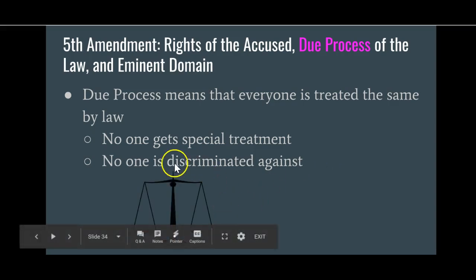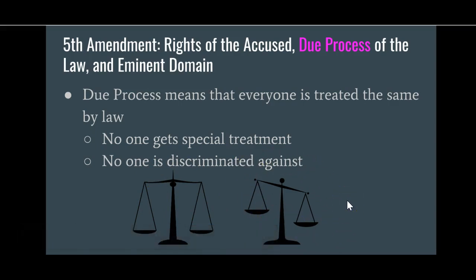Okay, so here are the scales of justice. So here's the idea. We want these scales of justice to be equal instead of having them be lopsided. So this represents everybody being treated the same, and this represents that there's some imbalance in the law or the way that the courts have handled the case when somebody is accused.